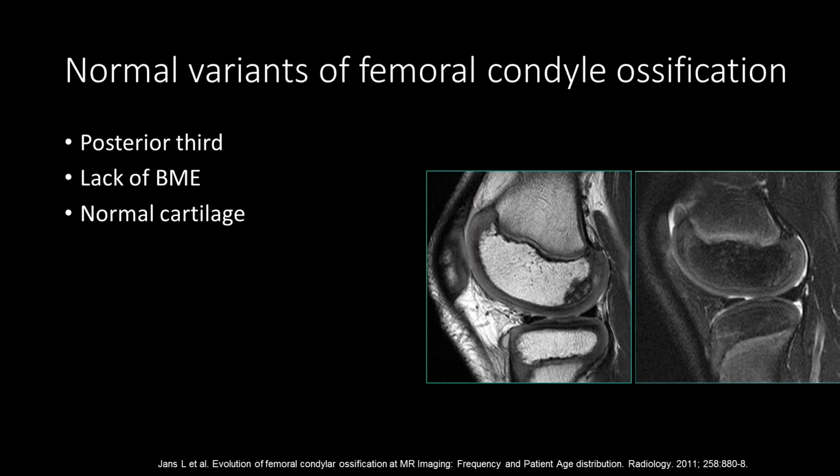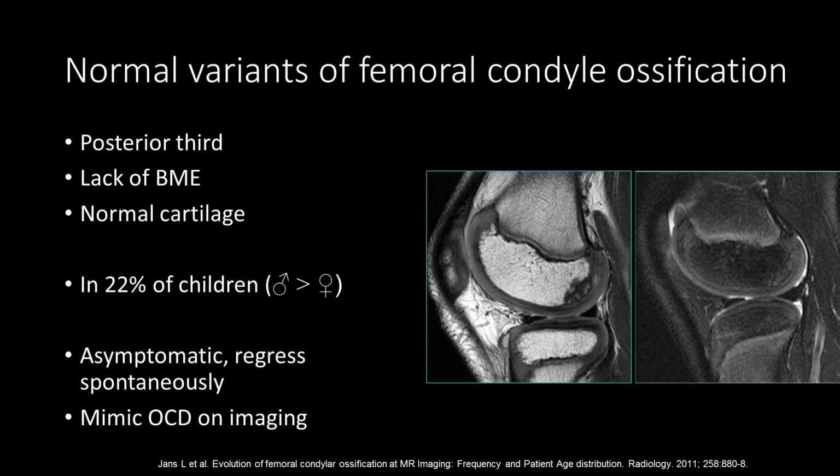So these normal variants can be seen most typically and almost exclusively in the posterior third of the femoral condyle. A very important feature is that they lack bone marrow edema and that the overlying physeal cartilage is intact. It is quite a common variant. It can be seen in up to 22% of children with a male predilection. And the good news is that they are asymptomatic and that they regress spontaneously. And the bad news is that they can mimic osteochondritis dissecans on imaging.